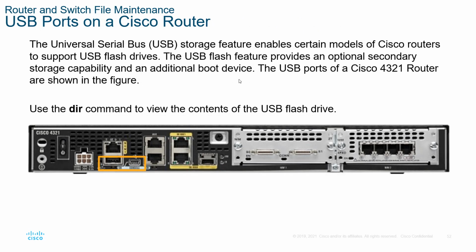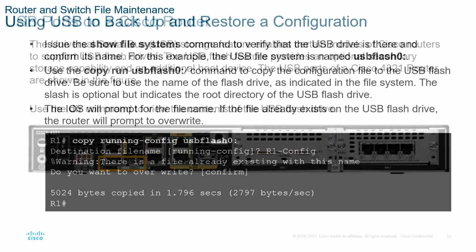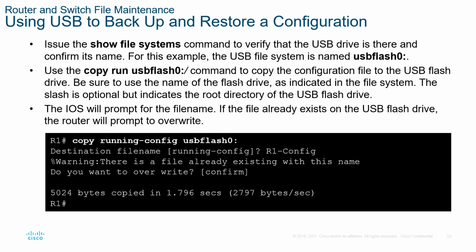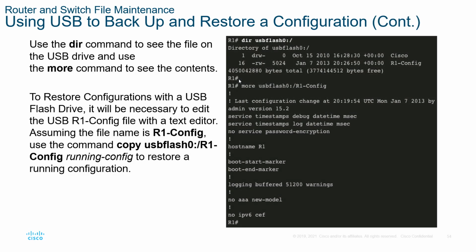We can also have USB ports on more current devices. For example, the 4321 has USB connectivity, so you can actually plug in a flash drive. How do you back it up to a flash drive? Copy running-config usbflash0:, and you can dump the configuration to a flash drive that way. Again, if you want to view the contents of a flash drive that's plugged in, you would do dir and give it the location or the path to the directory that you want to look at. You could also change directories to that if you wished, and then you could see the content of the files that way.